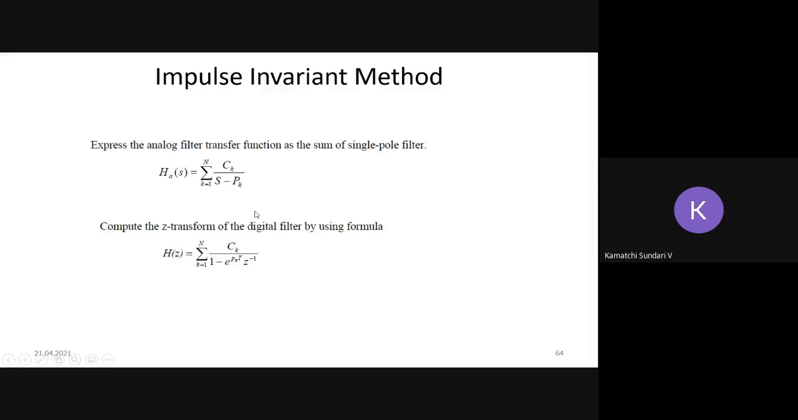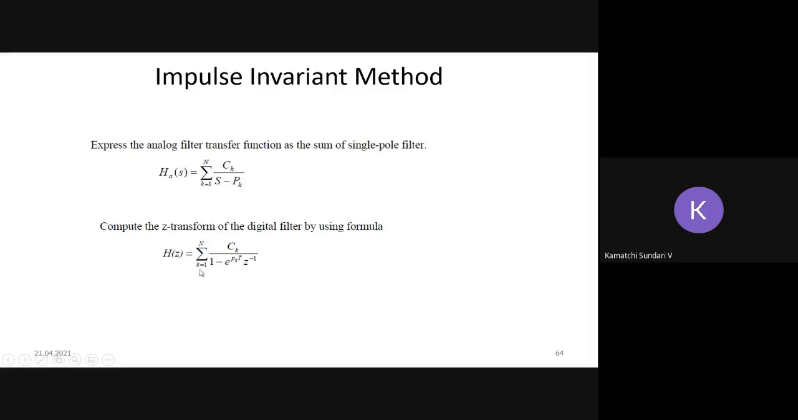After finding this, you can write your digital filter transfer function. H of z is equal to summation over k ranging from 1 to N, ck divided by 1 minus e to the power pk into T, into z power minus 1. This product pk into T is in the power of e. This z power minus 1 is not in the power of e. So only the term pk into T is in the power of e.